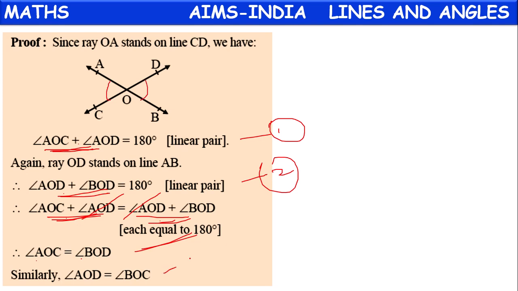This we have got, so this proof we have got. In the same way, we can prove this one also. These two, this pair also will be equal.